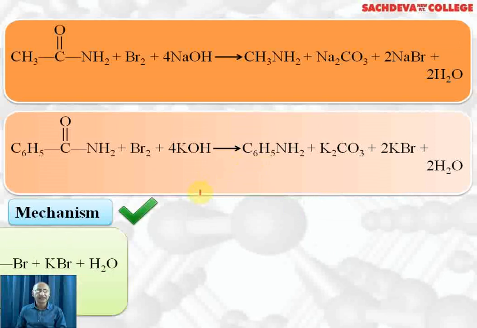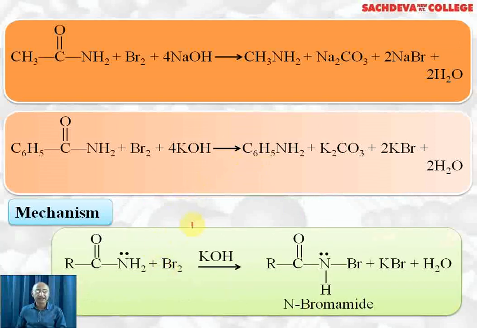Let's take the mechanism of this reaction. In the first step, the amide reacts with bromine and KOH, and HBr is lost, and Br gets attached to N. So we get N-bromoamide. This KOH will react with HBr to form KBr and water. So in the first step, we have got N-bromoamide, that is, with nitrogen a bromine group is attached. There is one lone pair on nitrogen still there because H positive and Br negative have gone.